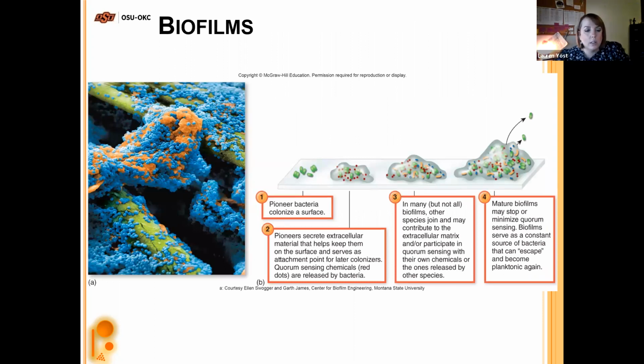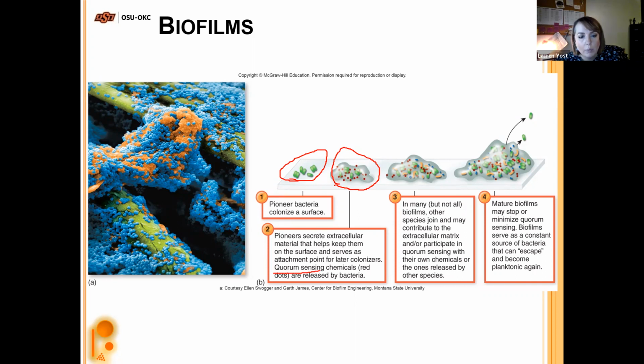So this is that. Pioneer bacterium come in. They secrete extracellular material that helps them adhere, and other organisms that come to join them to stick as well, right? They start quorum sensing. Quorum sensing. The chemicals are the red dots.